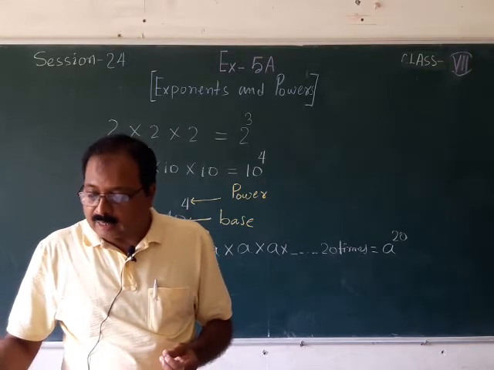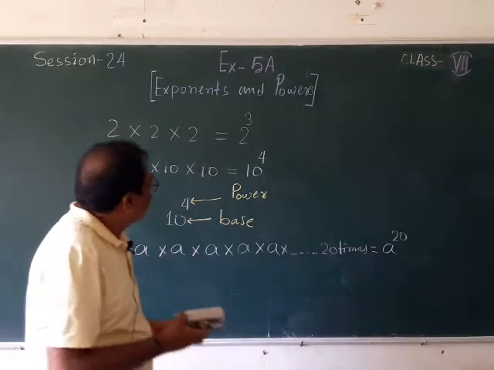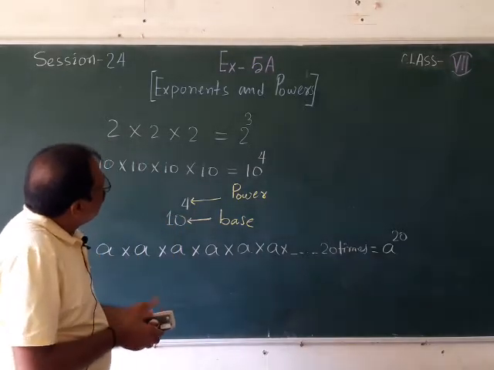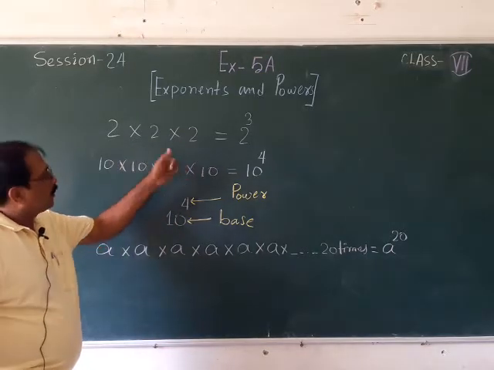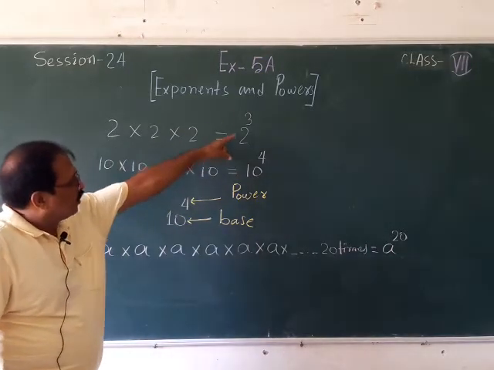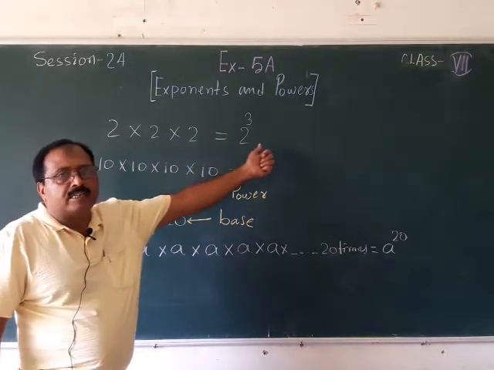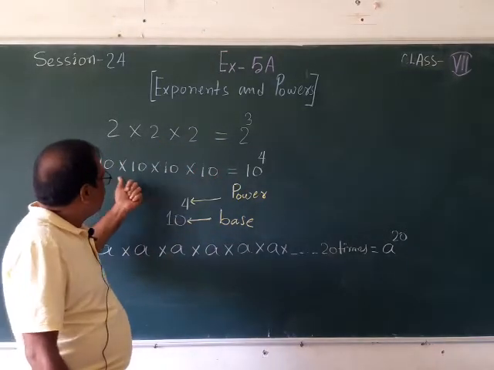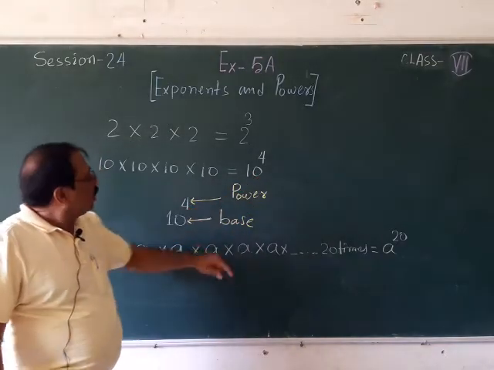Okay. Now coming to your exercise, exercise 5A. Go there, but you must remember how to express it. If sometimes it is written like that, you can understand that 2 into 2 into 2 can be written as 2 to the power 3, or 10, 10, 10, 10. If written 4 times, then you can write 10 to the power 4.